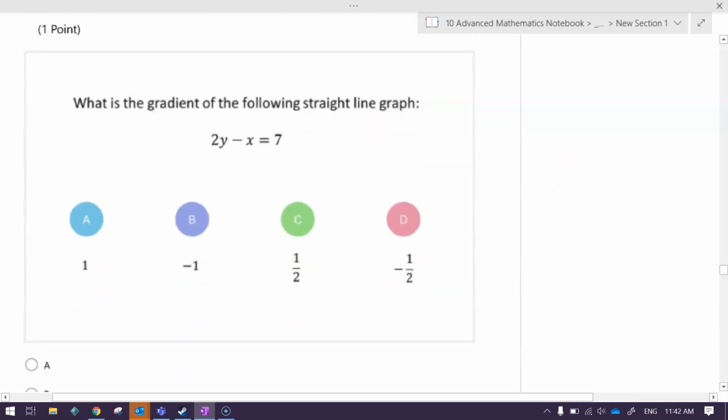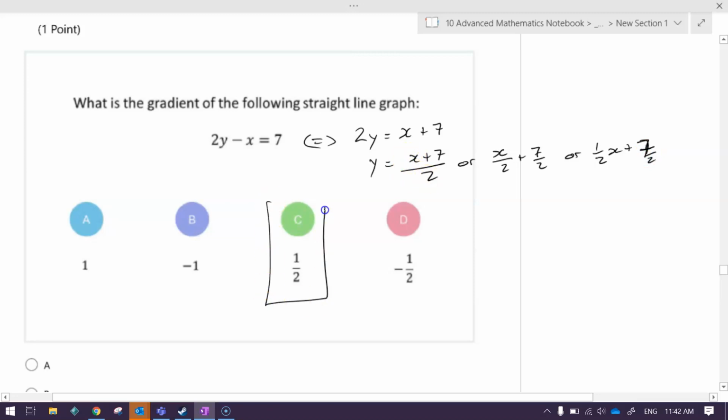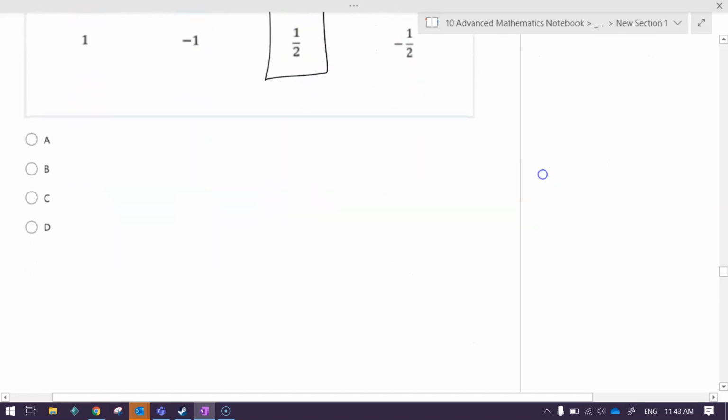Downhill run. What is the gradient of the following straight line graph? Rearrange it to get y equals mx plus c. Alright, added x to each side to get that expression. Now I'm going to divide by 2. I don't mind whether you write it like that or in any of these other ways; all of those show me the same thing. The coefficient of x is 1 over 2. That's the gradient of the line.